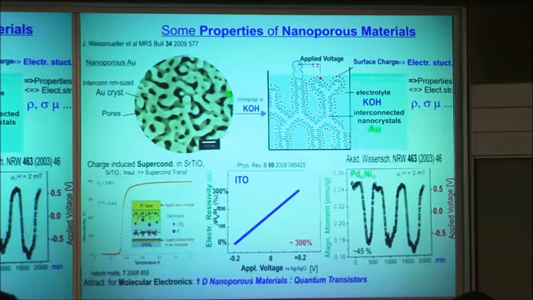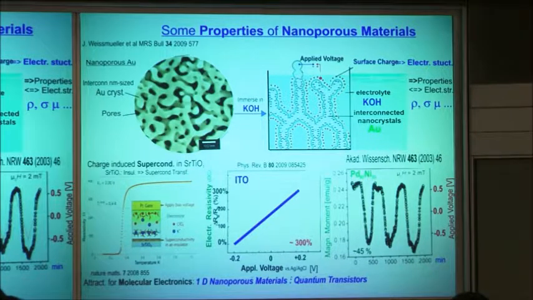Now we take that thing, dip it into electrolyte, in this case KOH, and then we have a situation like that. And then we apply a voltage between the gold and the electrolyte, and therefore we get all these interfaces. We have this very high charge at these interfaces. And that dramatically changes the properties. I'll show you three examples.